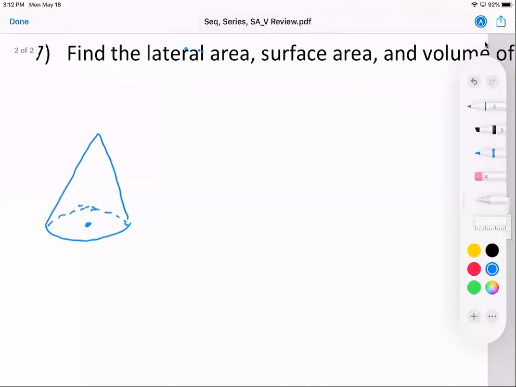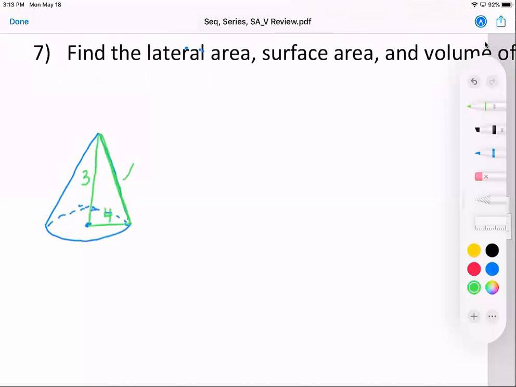There we go. And in this, we have a radius of 4. So that's a 4. And then we have a height of 3. We will need the slant height. The slant height is this length down the edge of the cone. And that slant height, we use a cursive L for the slant height.